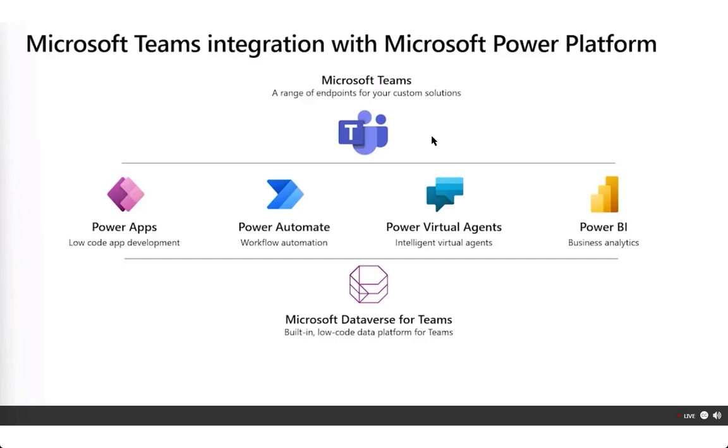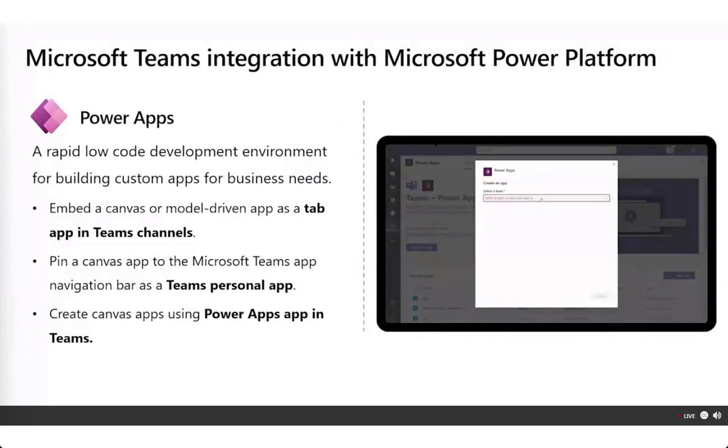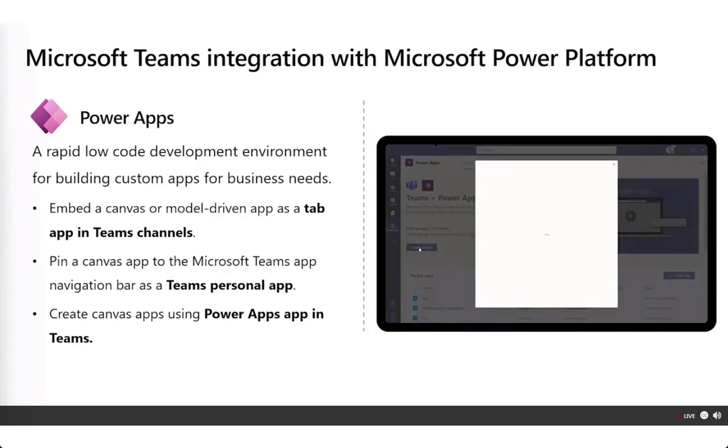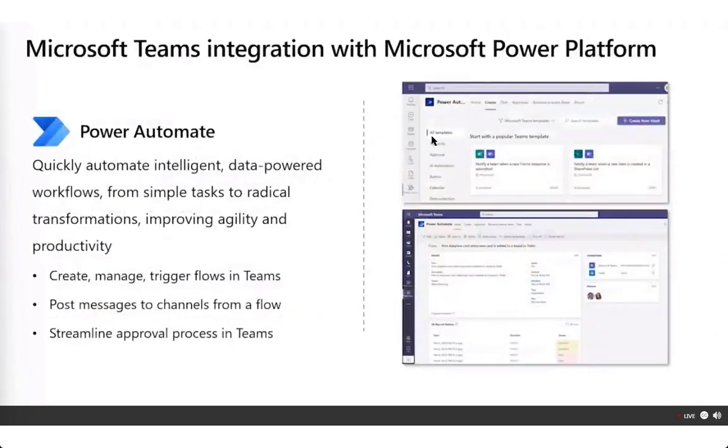All of these seamlessly connect within Teams, allowing you to build truly custom solutions that can be used right where you work. We can embed a Canvas or model-driven app as a tab app in Teams channels. We can pin a Canvas app to the Microsoft Teams app navigation bar as a Teams personal app, and also create Canvas apps using Power Apps in Teams. With Power Automate, we can automate not just workflows, but also tasks and improve agility and productivity. So we can create, manage, and trigger flows from within Teams.